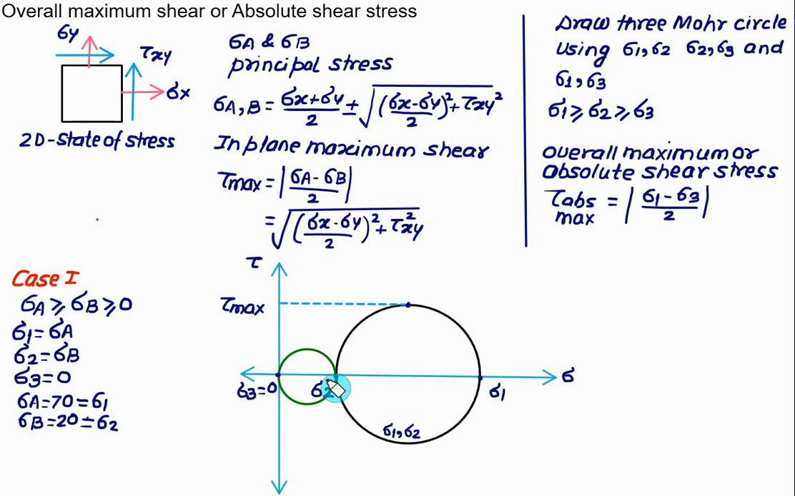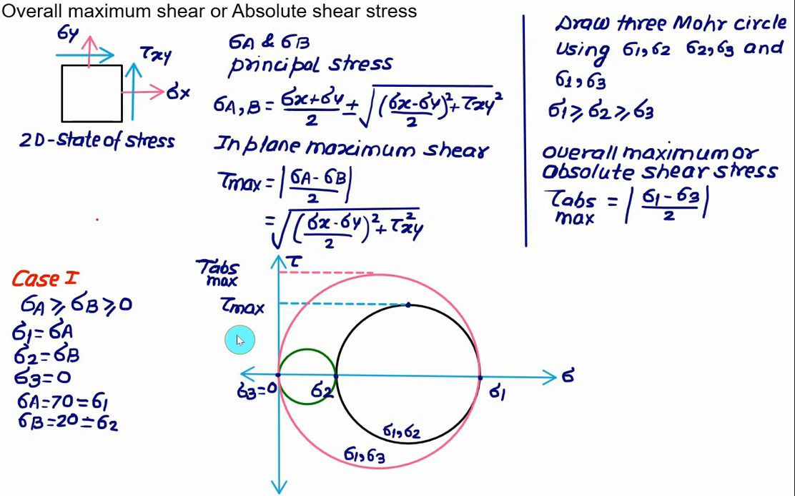So that will always give you the largest diameter, and hence it is called the overall maximum or the absolute shear stress. So when we fix our order of sigma 1 greater than sigma 2 greater than sigma 3, then we always get this Mohr circle, which has the largest radius. So this Mohr circle is drawn using sigma 1 and sigma 3. And the radius of this Mohr circle, which is of sigma 1 and sigma 3, will be equal to the overall maximum shear or absolute shear, which will be written as tau absolute maximum.